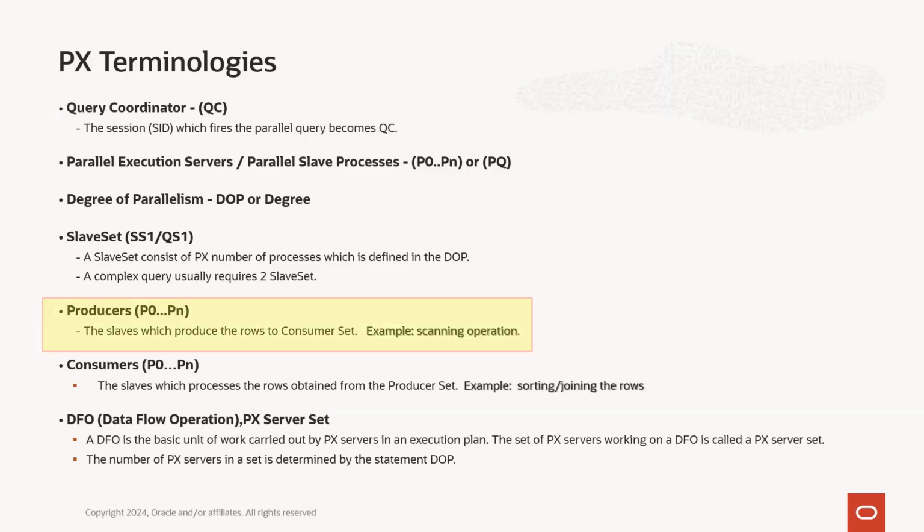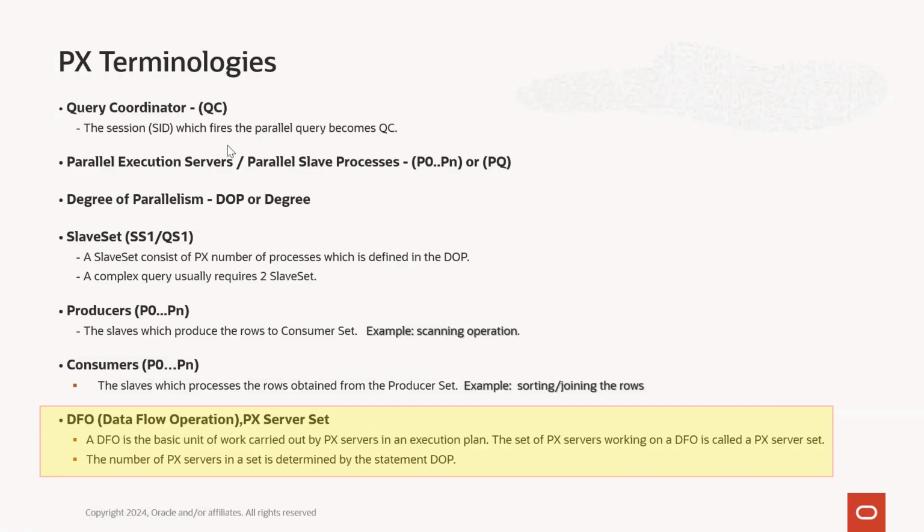Producers will be called P0 to Pn, like all the parallel slave processes. The producers send rows to the consumer set. Scanning operations are done by the producers. Consumers get the rows processed by the producers. For example, sorting or joining operations will be done by the consumers.